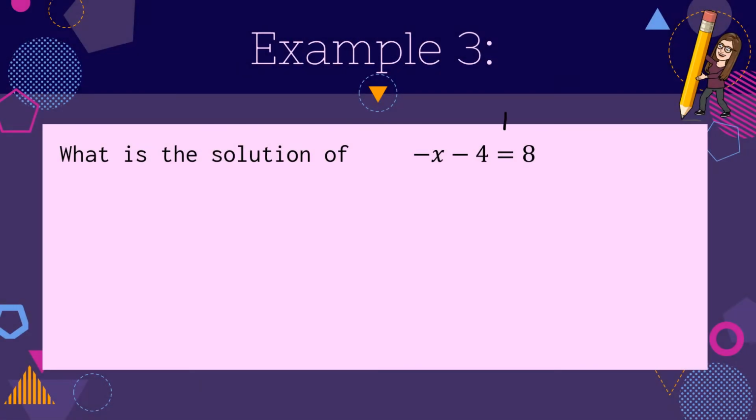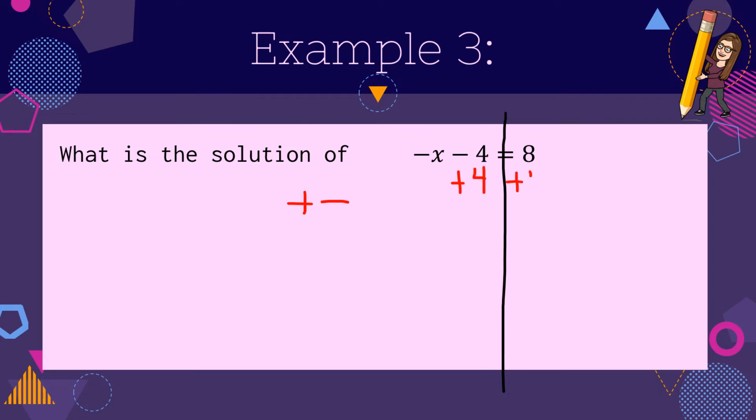Let's look at example 3. Draw a line down the equal sign. First step today is adding or subtracting. So look at the letter. What am I adding or subtracting to the letter? I see x minus 4. So to undo that, we're going to plus 4.